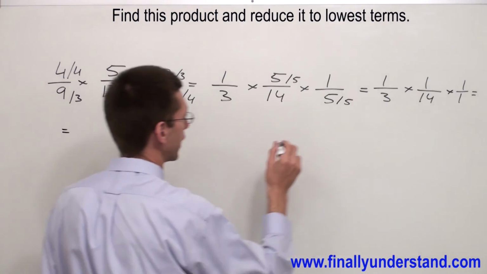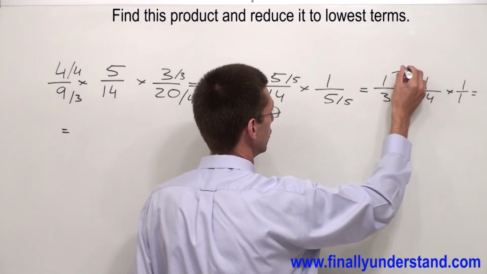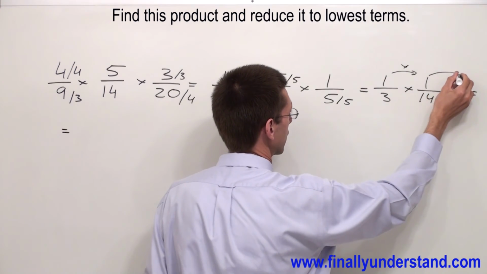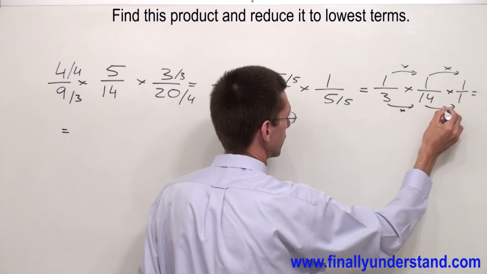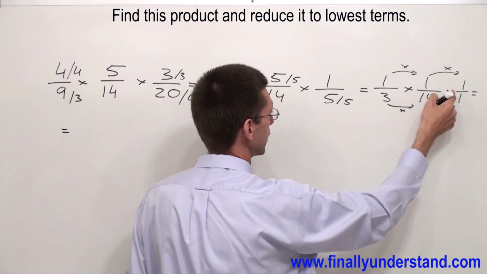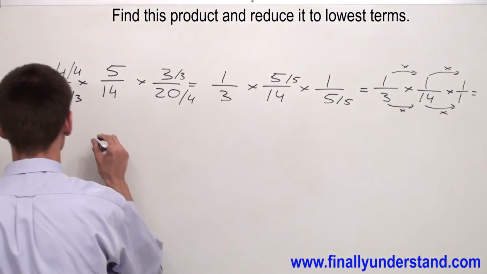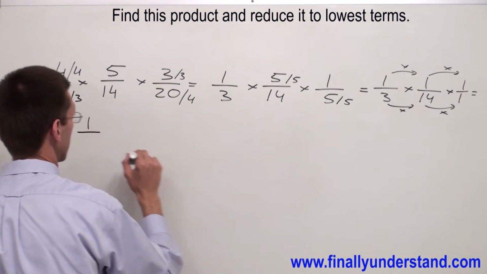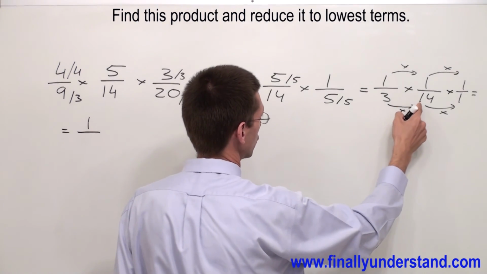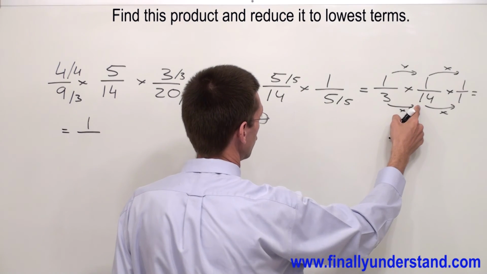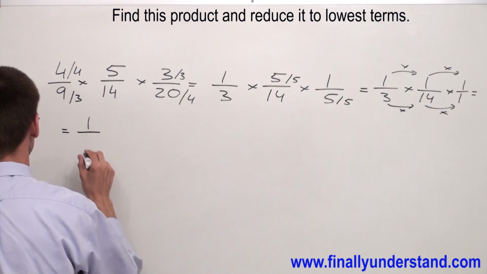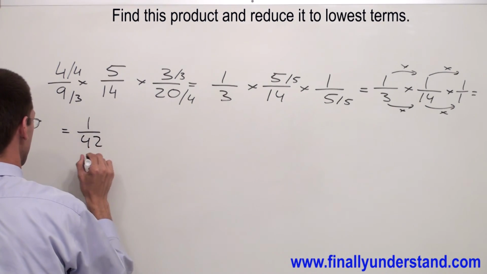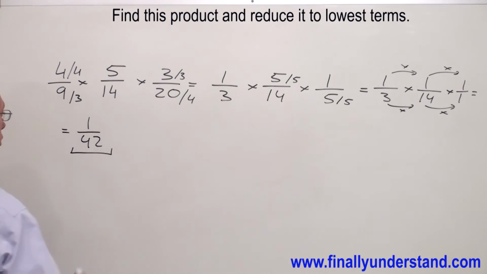Anytime we multiply fractions, we have to multiply numerator by numerator, okay, and denominator by the denominator. 1 times 1 times 1 is equal to 1, and I have 3 times 14 is 42 times 1 is 42. This is the solution to my problem.